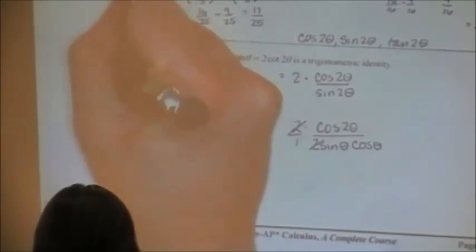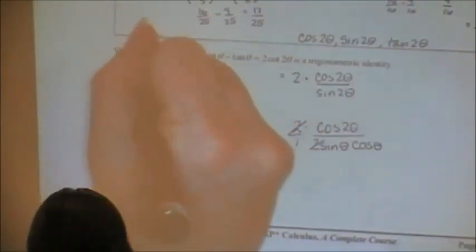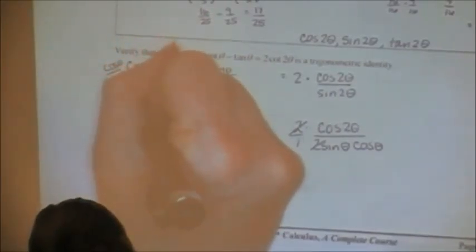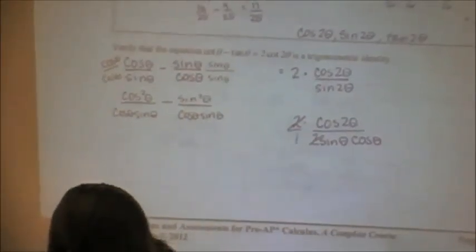Now what? Common denominator. So the first fraction needs the cosine piece on bottom and on top. And the second fraction needs the sine piece. So then you just factor. Okay, so far so good?